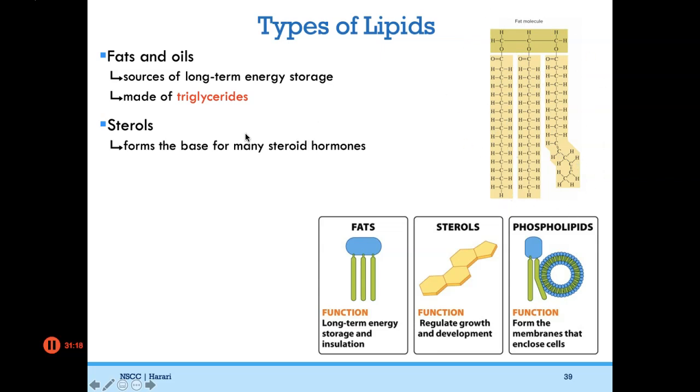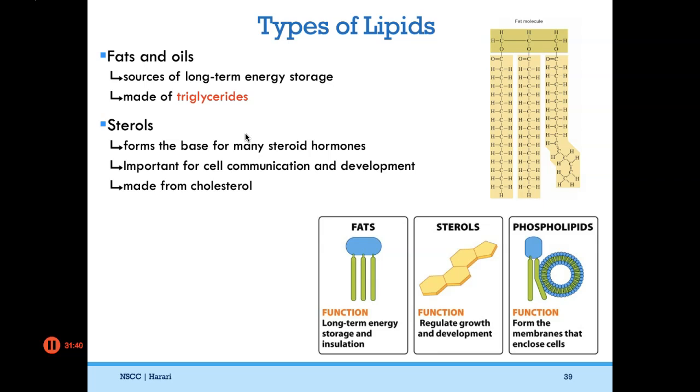Sterols are the steroid base. A sterol is the alcoholic form of a steroid, and it is the base of many steroid hormones. Steroids are very important for human development, animal development, and also for cell communication. Steroids are also lipids, and these are all made from cholesterol.